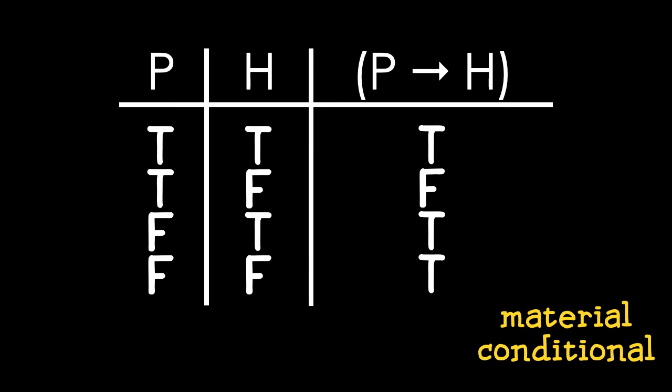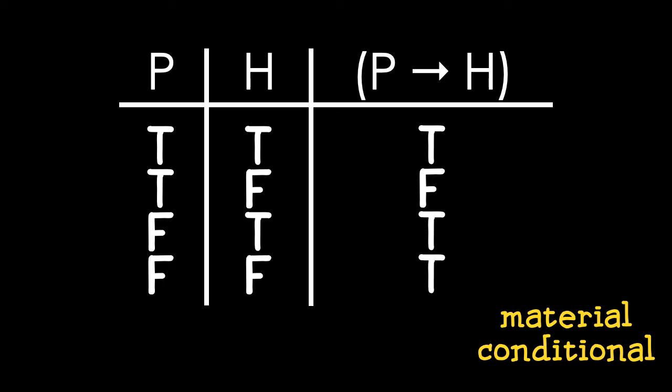This is called the material conditional because the truth value of the compound P arrow H is determined by the actual truth values of the parts. That is, by the separate truth values for P and for H. Now, for formal reasons, we're requiring that the connectives of SL be truth functional. And this is really the best we can do with the conditional.